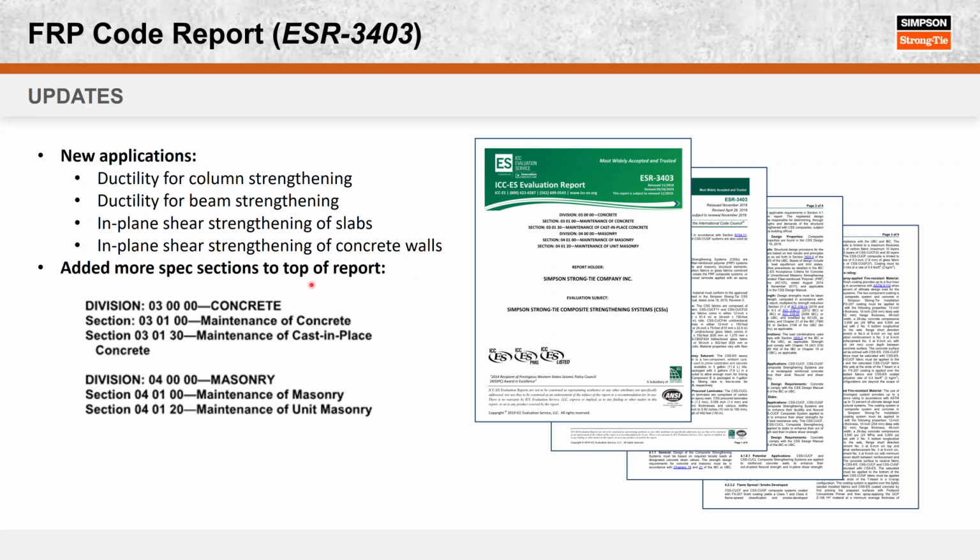So at that point, some engineers didn't want to use our materials in Southern California because we didn't have these in our code report. So the big impetus, the cause for this testing, was because we couldn't win these jobs in Southern California without having these items in our code report. So that was kind of the main reason why we added them.